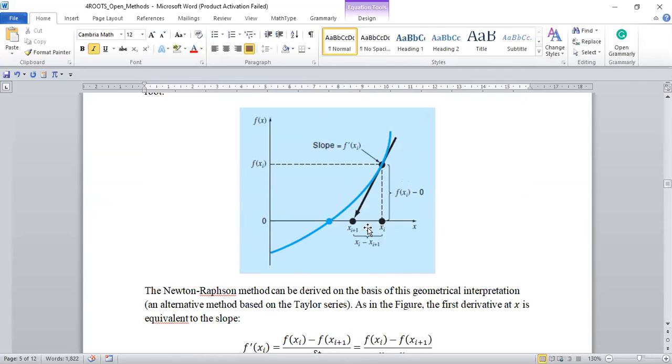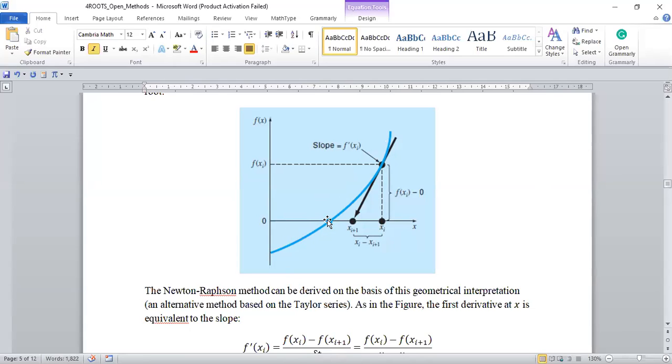It's faster than the other method. So the blue curve is the function you want to calculate the roots of. This is the blue curve. This is the true root. Like I told you, the point at which the function touches the x-axis, that's the root of the function. So this is the true root of the function.